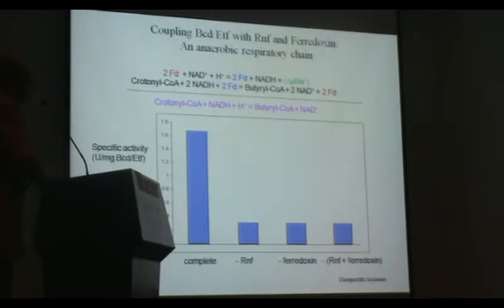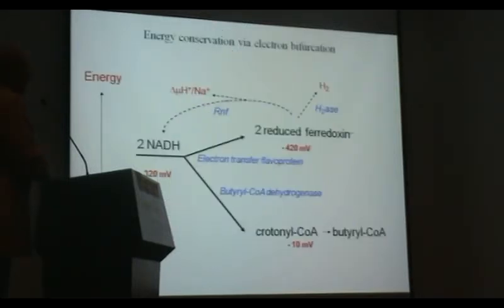Here are the controls. So we have here an anaerobic respiratory chain. It's not so long as a mitochondrial respiratory chain, but it is possible to do some electron transport phosphorylation like in the mitochondria.